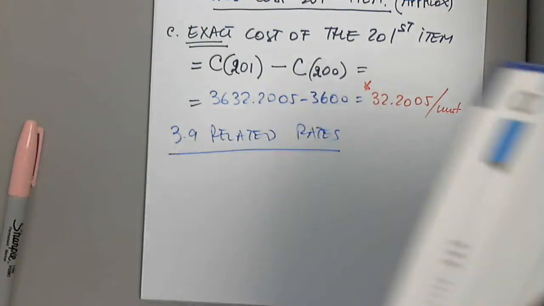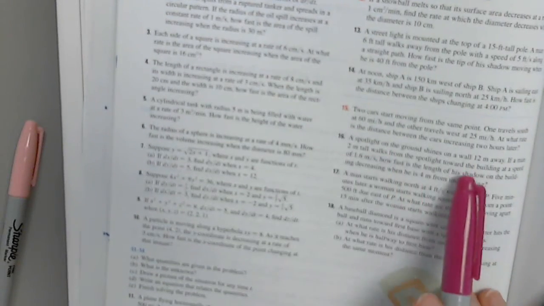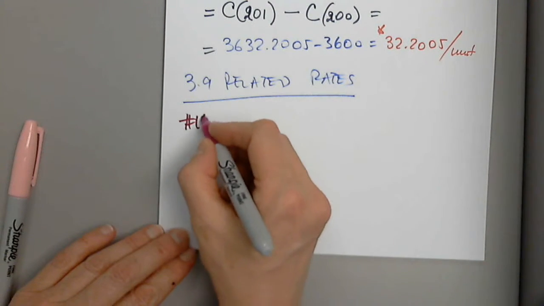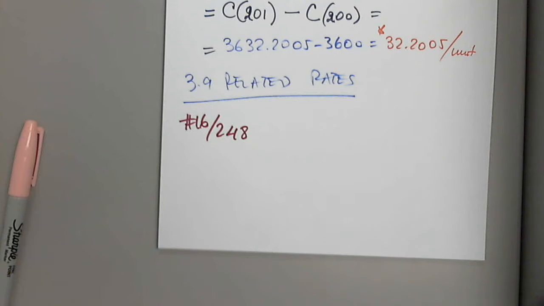So let's start with this, to illustrate this with a simple example, like what I just said. So let's choose a problem. We are on page 248. Here is a problem with two cars start moving from the same point. That's one situation. A man starts walking north, a spotlight on the ground. Which one would you like to start with? 16? Very good. So let's start with 16. So this is problem 16 on 248. So let's read the problem.